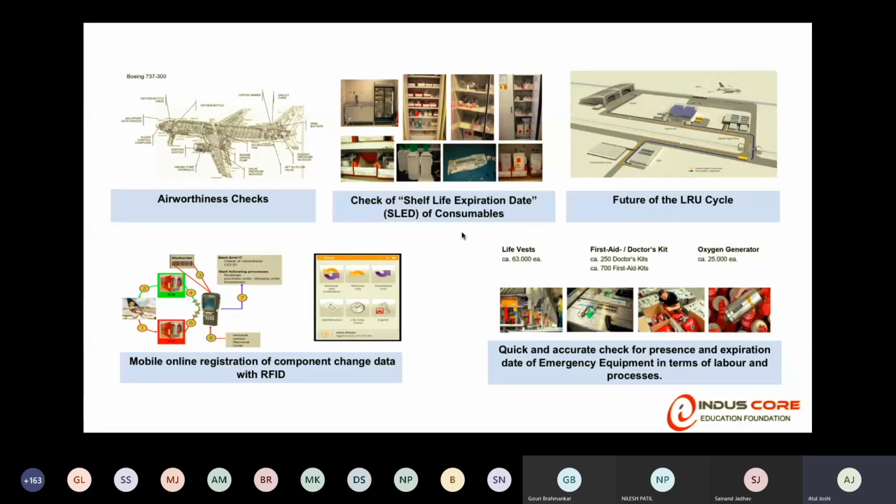Then the future of the LRU cycle is also a very important thing, because this is called line replaceable units, which actually keep an inventory stock, based on what your preventive maintenance or scheduled maintenance coming up is.